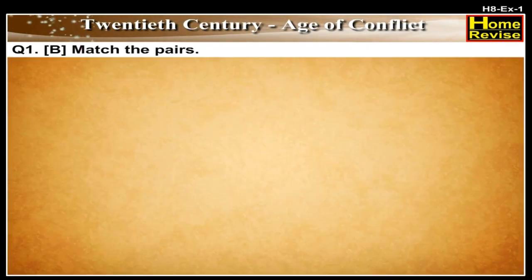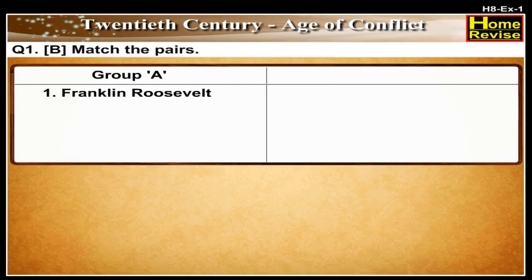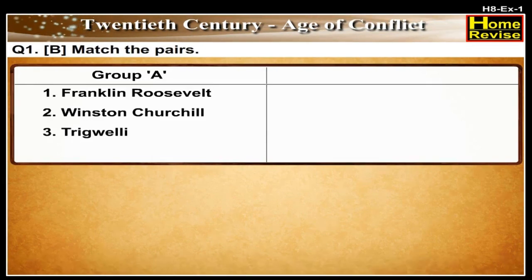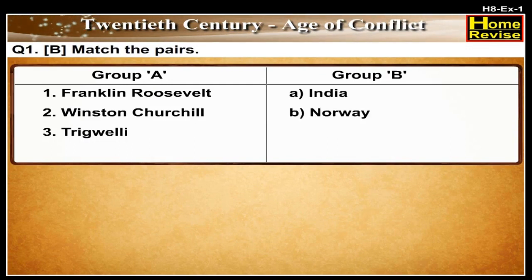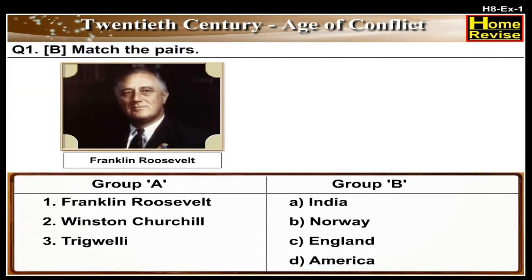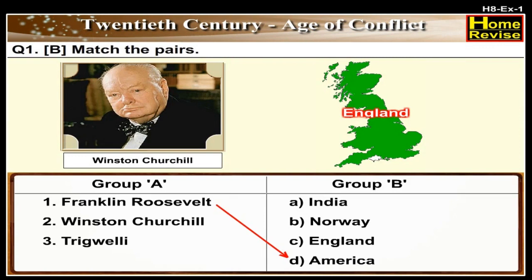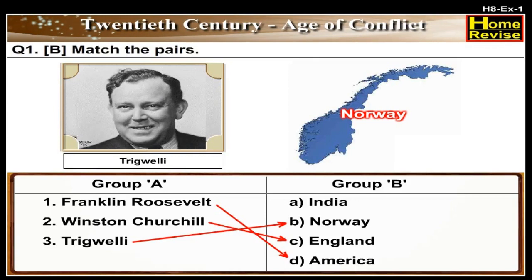Question 1B. Match the following. Options in Group A are 1. Franklin Roosevelt, 2. Winston Churchill, 3. Trygve Lie. Options in Group B are A. India, B. Norway, C. England, and D. America. Answer: the matching pairs are Franklin Roosevelt, America; Winston Churchill, England; Trygve Lie, Norway.